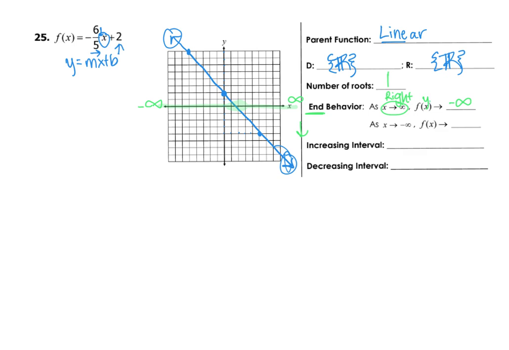As x approaches negative infinity, this means as we move to the left, where is y ending? Up or down? Well, here's negative infinity. I can see that arrow's ending up. So up for y is positive infinity. Now, notice this is a linear equation. It does not have a vertex. It does not turn around. Okay, so it is only ever going to be either increasing forever or decreasing forever.